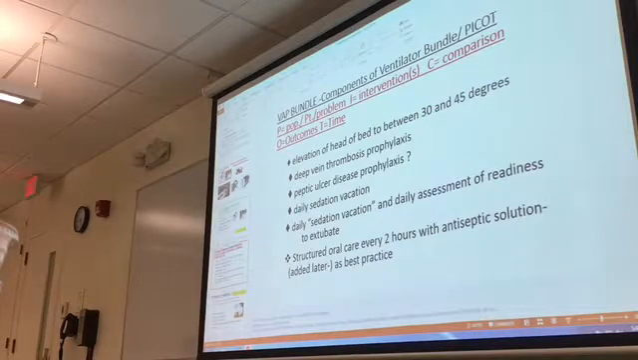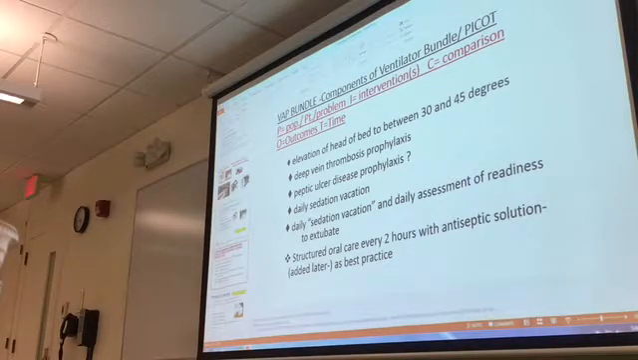The things that I would do is the VAP bundle, and this was from the IHI. They said we want you to elevate the head of the bed 30 or 45 degrees. They want deep vein thrombosis prophylaxis, because I've got you on bed rest, so let's make sure you don't have a DVT. Peptic ulcer disease prophylaxis is recommended currently. Daily sedation vacation. And then, not only am I gonna shut off your sedation, I'm gonna see if you're ready to extubate. So I'm gonna have you try breathing spontaneously on your own, without the machine, using your own respiratory muscles to see if I can get you off sooner. And antiseptic solution mouth care every 2 to 4 hours.